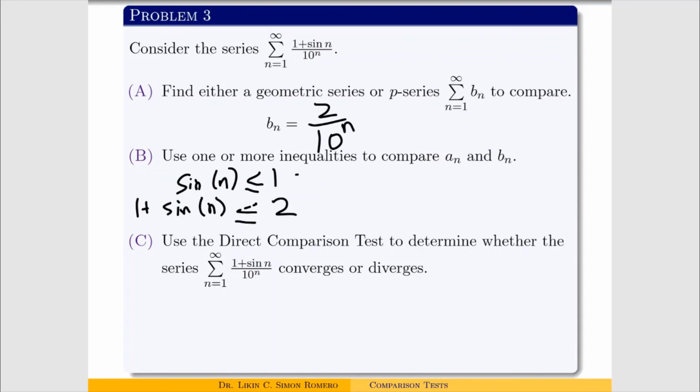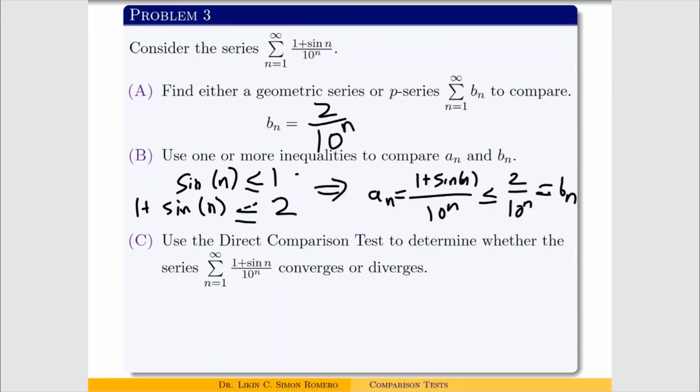Now the reason I had a 2 in the numerator is because for part B, when we want to find our inequalities, we see that sine of n is less than or equal to 1, so 1 plus sine of n is less than or equal to 2. And this allows us to see that 1 plus sine of n over 10 to the n is less than or equal to 2 over 10 to the n. And so a of n is less than or equal to b of n.